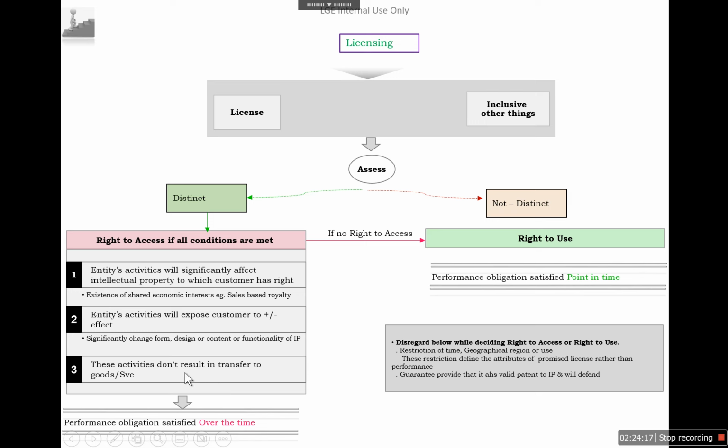So in this case, if it is a right to access, then we will need to recognize the performance obligation over time. And in case it is not a right to access but a right to use, in this case, we will recognize revenue at a point in time.